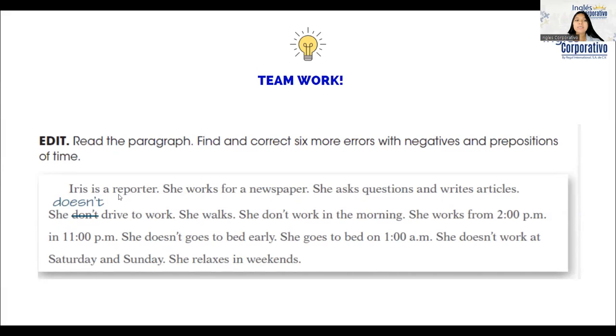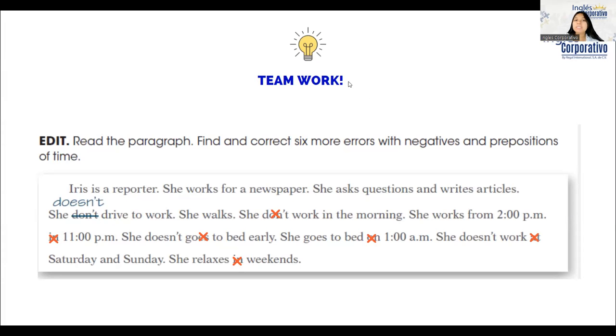It says, Iris is a reporter. She works for a newspaper. She asks questions and writes articles. She doesn't drive to work. She walks. Now, she doesn't work in the morning. She works from 2 p.m. to 11 p.m. She doesn't go to bed early. She goes to bed at 1 a.m. She doesn't work on Saturday and Sunday. She relaxes on weekends. Okay, so we have 1, 2, 3, 4, 5, and 6 mistakes.